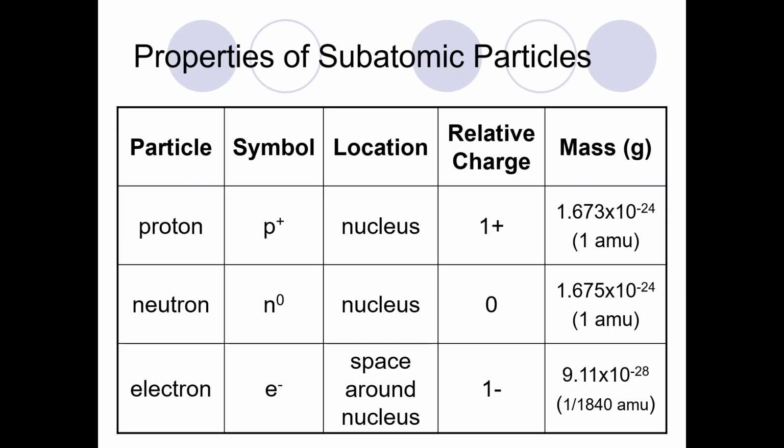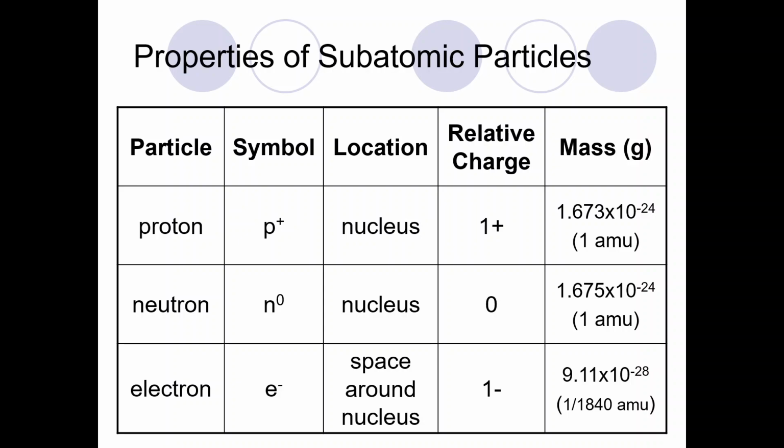Okay, so let's compare and contrast the 3 subatomic particles that we now know to exist. Obviously, the protons have a positive charge and are located in the nucleus. Now, we say the relative charge as a 1 plus because that's not actually the coulombs of charge on the electron or on the proton. All we really care about for our purposes is that protons and electrons have equal and opposite charge. So we say that a proton has a 1 plus charge and an electron has a 1 minus charge. And of course, the neutrons are neutral.